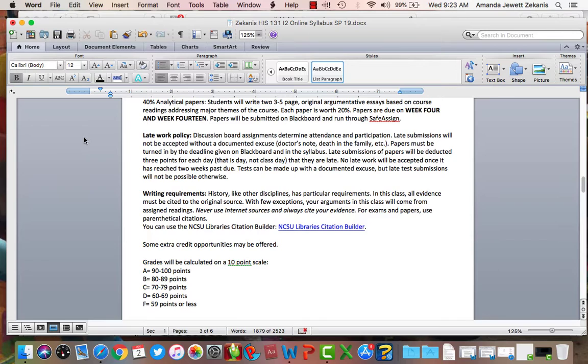For late work, discussion boards are attendance and participation. You can submit late discussion boards if you have a documented excuse. So if there's a doctor's note, if there's a death in the family, I need documentation, but I will accept late work for that for a discussion board. Papers are also the same. Well, papers are accepted late.